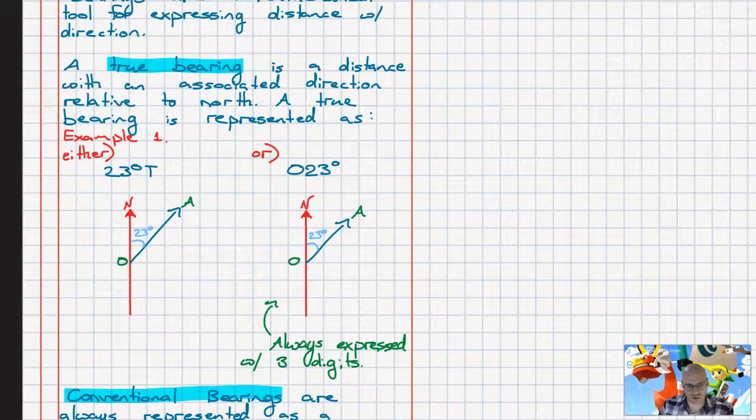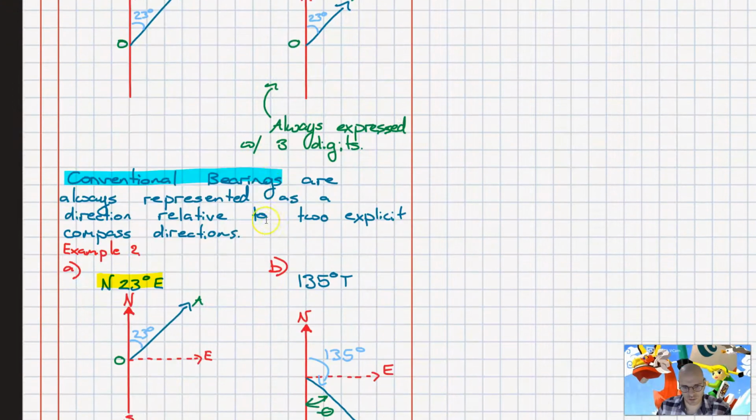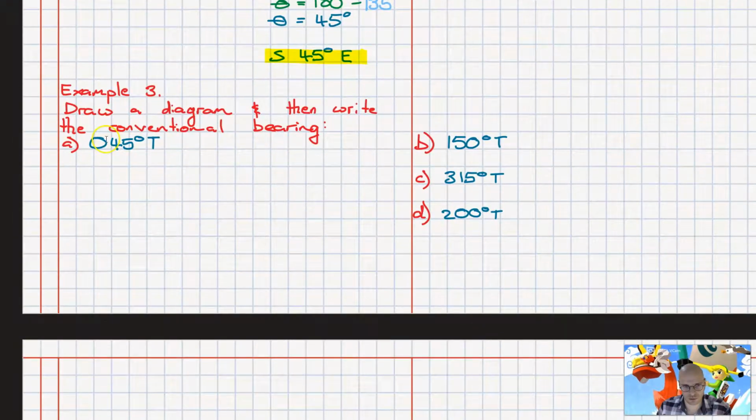Alright, let's have a go at doing a few examples. So going downward, we have example 3. Draw a diagram and then write the conventional bearing. So what we've got over here for A, we have 045 degrees true north. So we're going to have a bearing that's going to look something like this. So we start off by drawing the representation. Draw it here. And this is going to be 45 degrees relative to north. So it's going to point upwards like this.